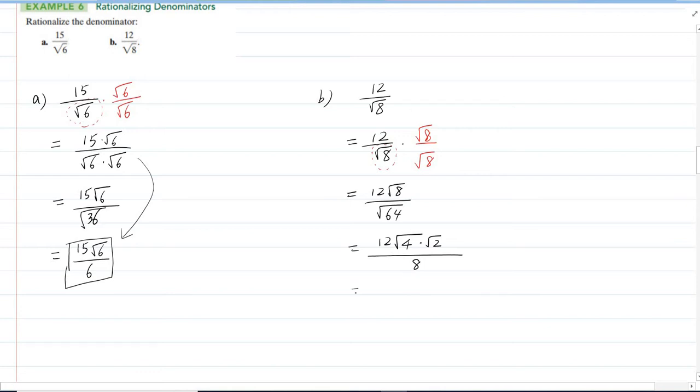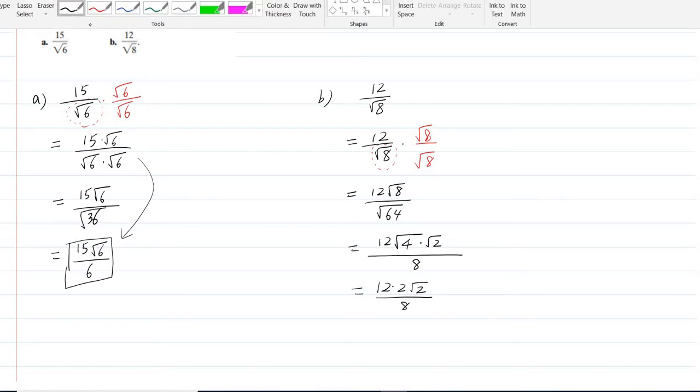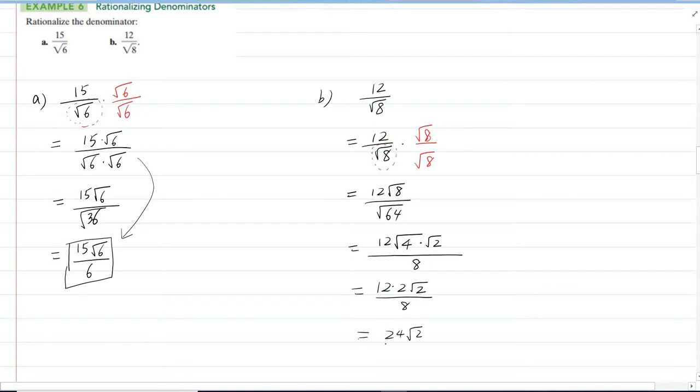Now I'm going to simplify the square root of 4. That will give you 12 multiplied by 2 square root of 2 over 8, which gives us what? 24. So I'm going to write 24 square root of 2 over 8. So we simplify this, and this will give us 3 square root of 2. Let me show you method 2.